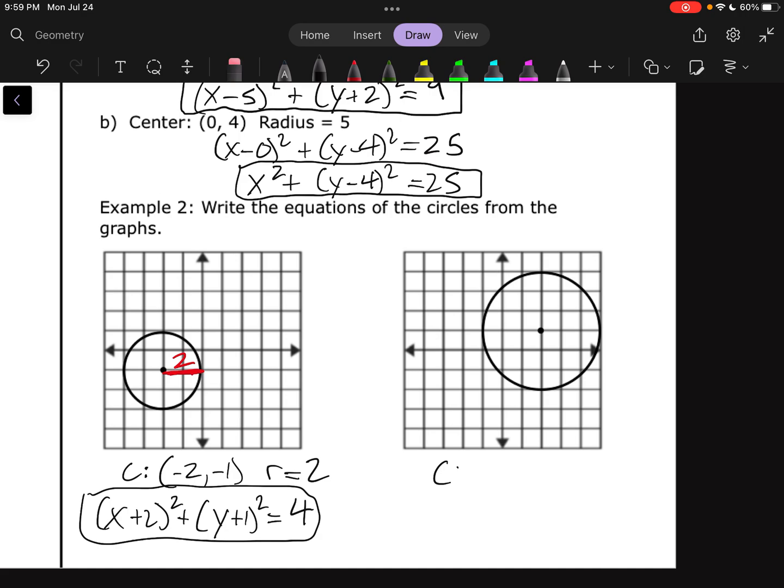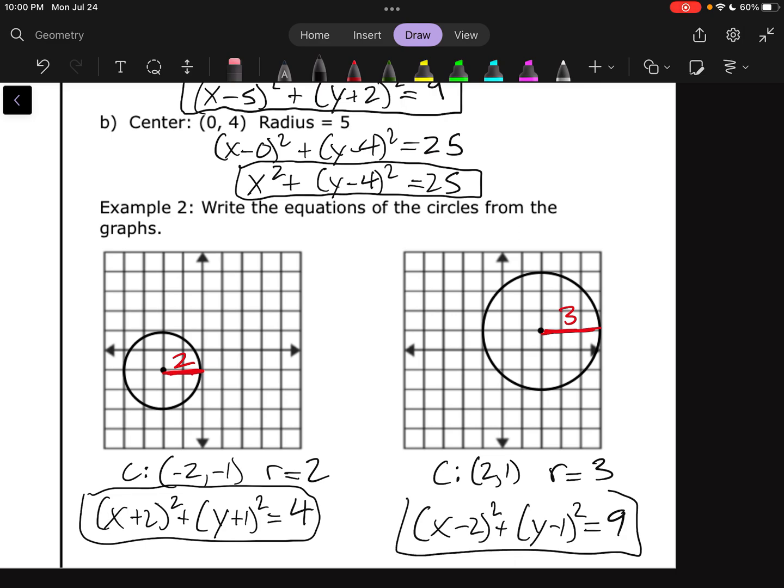So for this one, our center looks to be at +2, +1. And our radius looks like it's 3. So this would be x minus 2 squared plus y minus 1 squared is equal to 3 squared, which is 9. All right, so far so good. Let's keep it going.